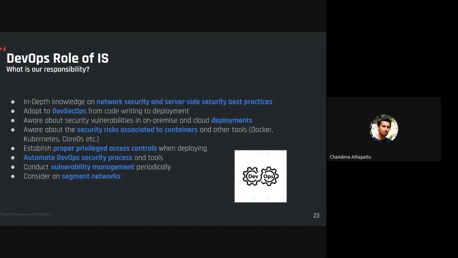For example, Docker, Kubernetes, and proper privilege access controls on servers, and automating the security process if possible, and also proper vulnerability management, and considering segmented networks, where when you're segmenting the networks, the risk is low. So those are the set of DevOps roles for securing the SDLC. By following those areas in each role, you are helping and supporting to secure the SDLC throughout your project. So that's the takeaway here.